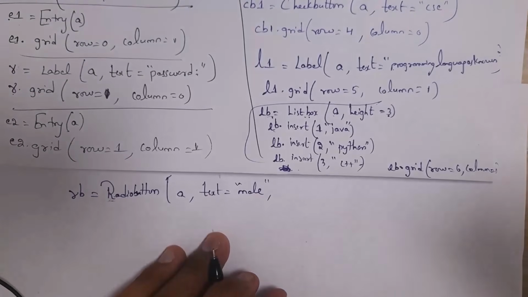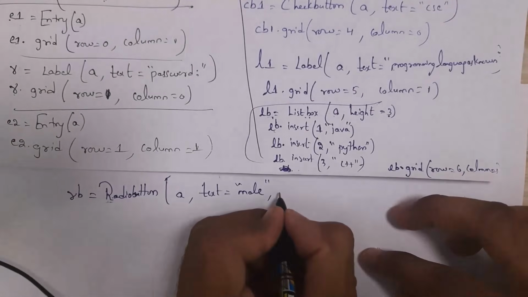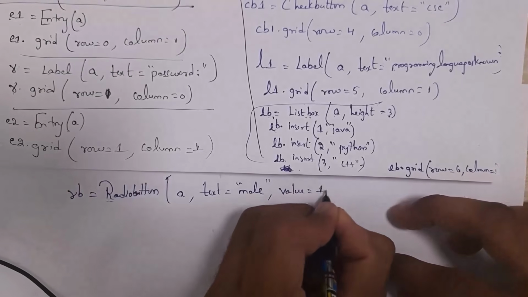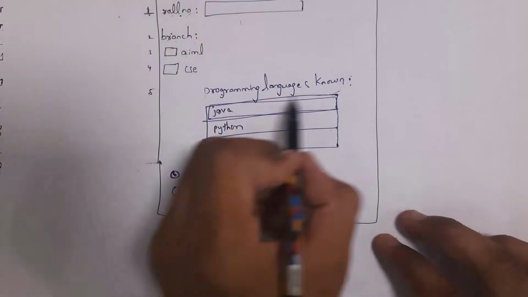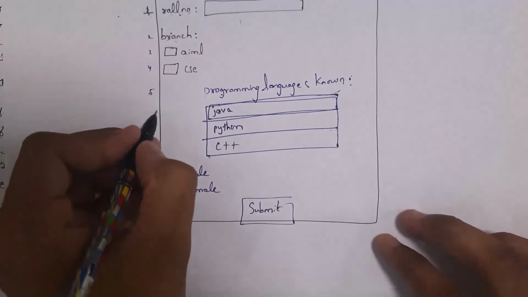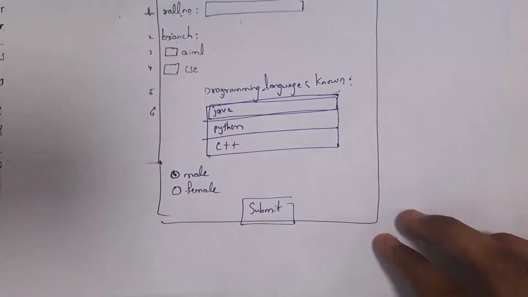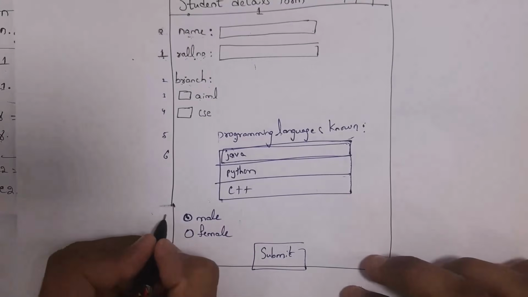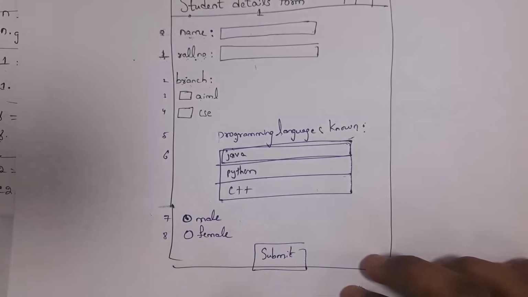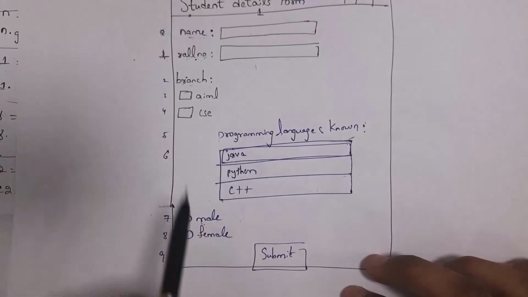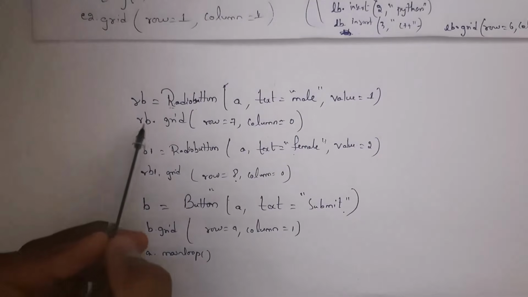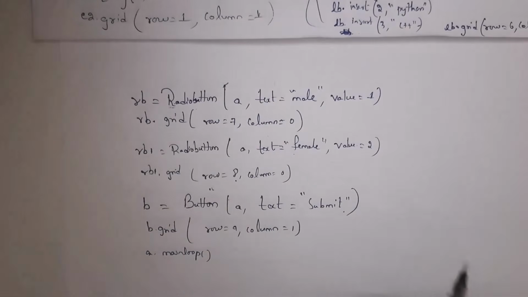Guys, either you can select male or you can select female, but you cannot select both options. Just you can select only one option. So for that purpose you need to give value equal to 1 for male, and I want to place this male after this list box. This programming language known is in 5th row and this list box is in 6th row. And I want to place this male in 7th row and female in 8th row and submit button in 9th row. And I want to place this male in 7th row 0 column. So I written here rb.grid of row equal to 7 comma column equal to 0.